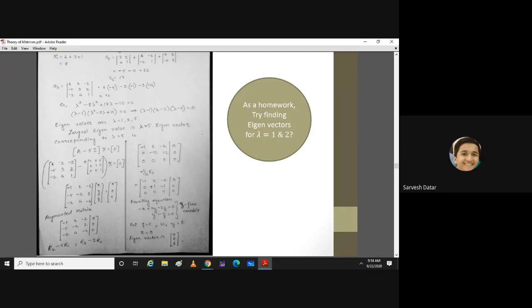Sir, for lambda equal to 1, is the eigenvector minus 2t, 4t and t? No. Just check your calculation one more time.